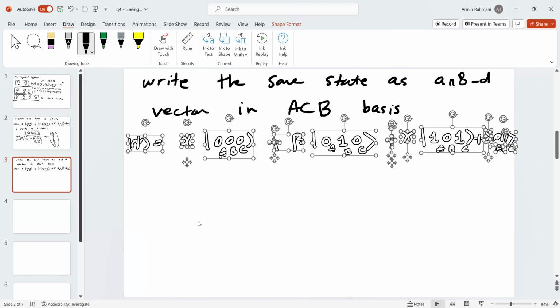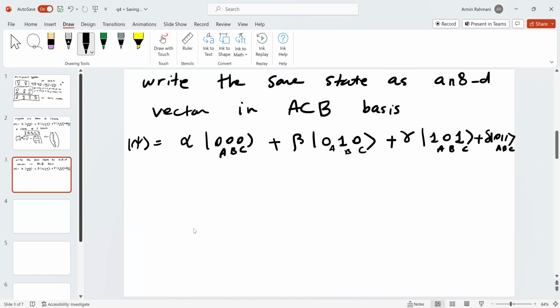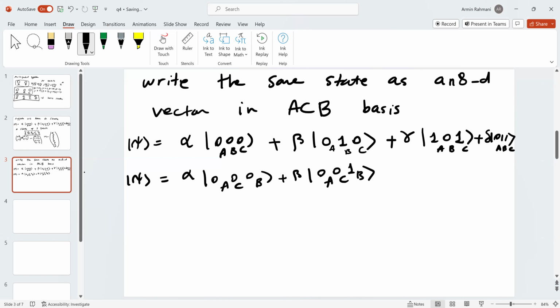Let's see what that is in ACB. Okay, so I switch the C and B, which in this case doesn't matter. 0 of A, 0 of C, 0 of B, plus 0 of A. Now C is 0, B is 1. And that thing physically describes the same state. I just picked a different way of ordering my qubits. But these two are states where A and C are 0 and B is 1.